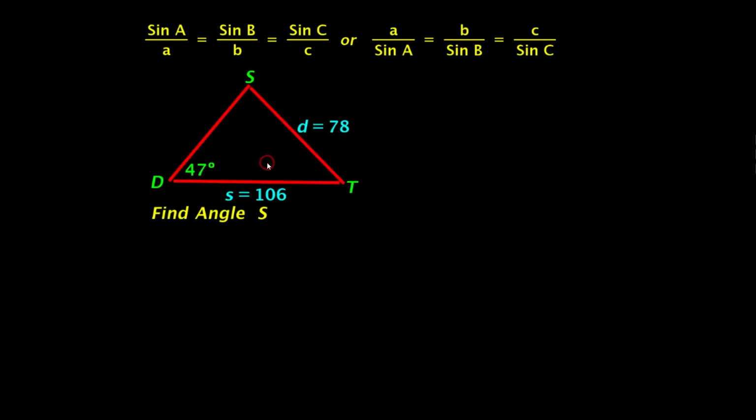In this example, we have to find angle S. We have only one interior angle of a triangle. It's not a right angle triangle. We don't know angle S, we don't know angle T. Obviously, if we had known angle T, angle S would have been easier. But using the sine law, I have an angle.